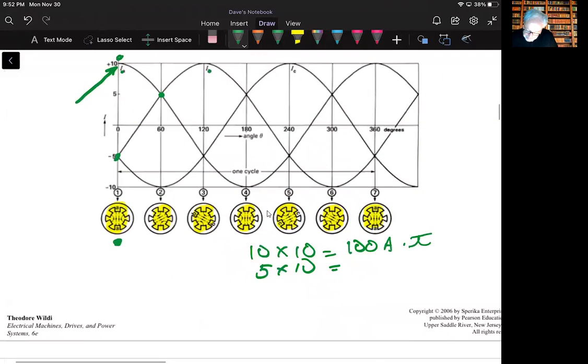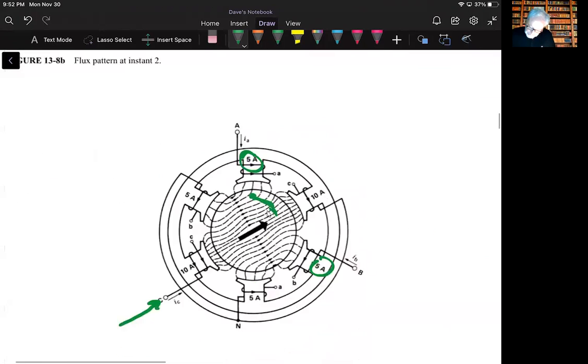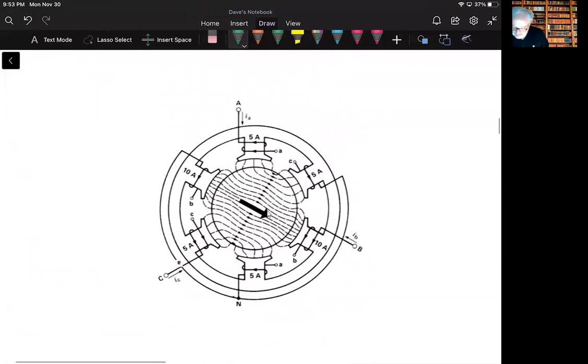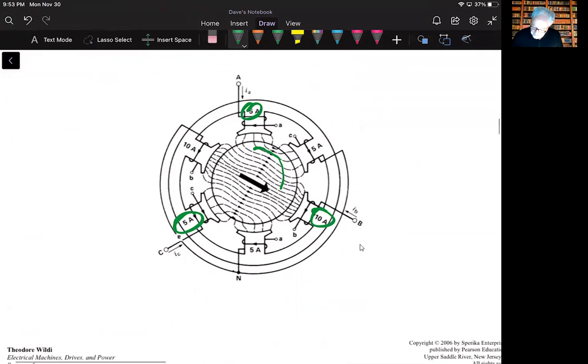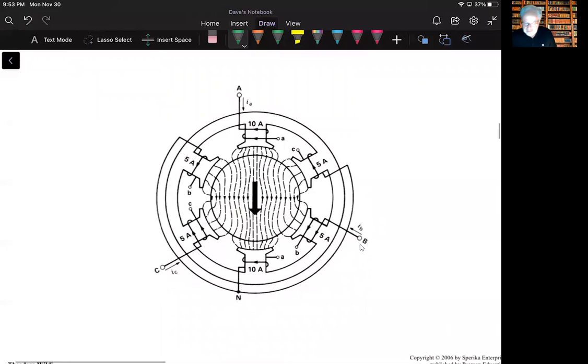All right, I go to the next point on my curve. I go to point 3, and at point 3, B is at 10, and A and C are at 5 each. What does that look like? Well, lo and behold, B is at 10, A is at 5, C is at 5. And of course, we're picking 5s and 10s because it's easier to follow. It's instantaneous, it's just this instant in time that we get. But again, look what happened to the flux pattern, right? It's rotating through.